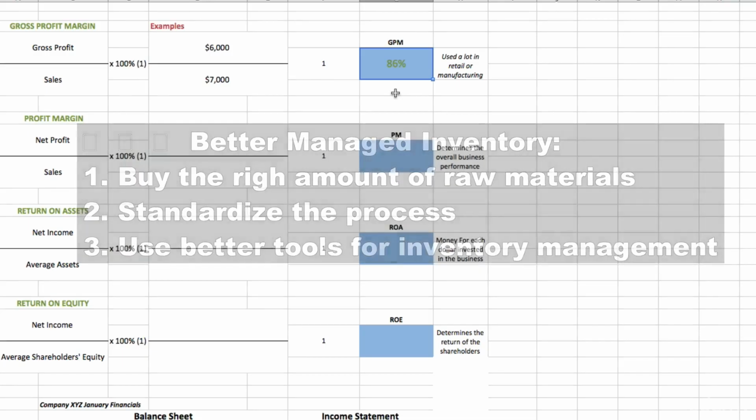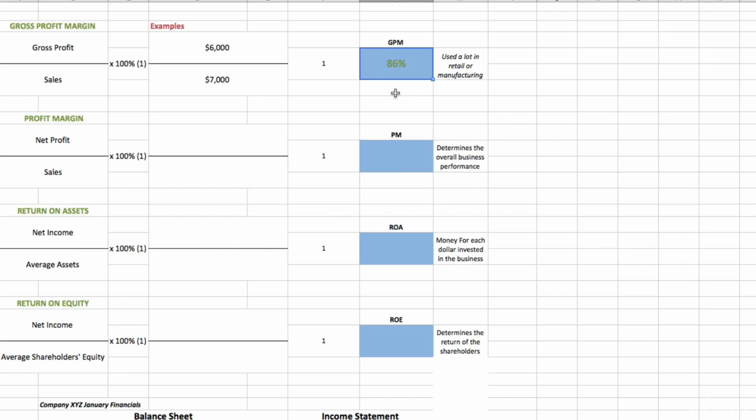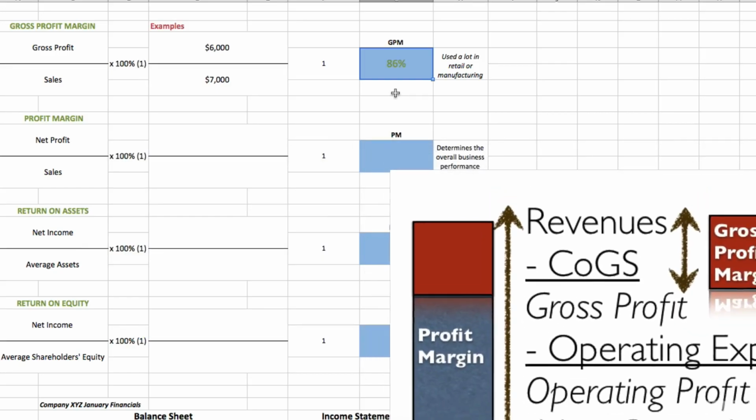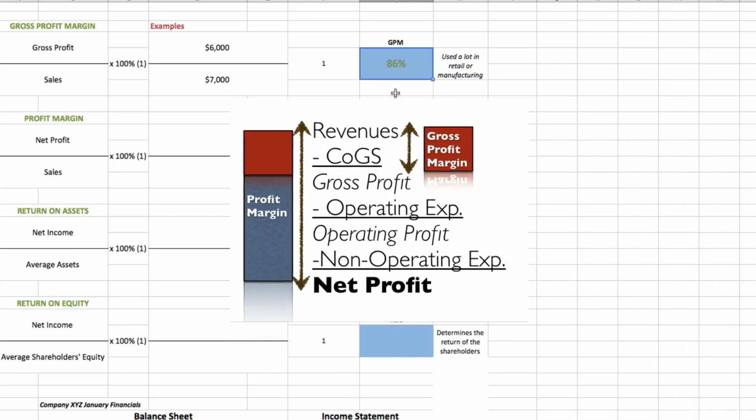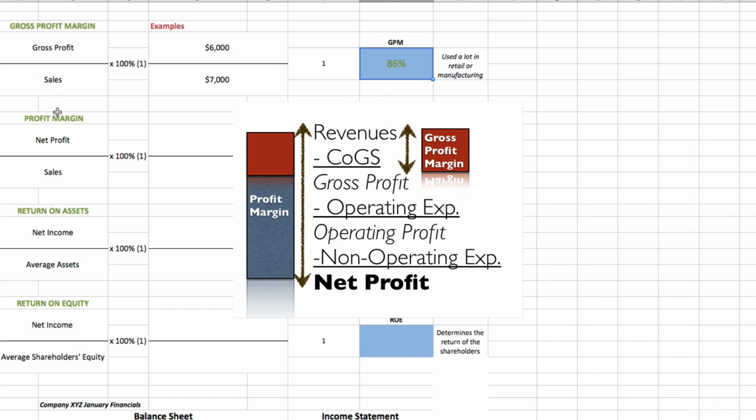As you can imagine, this is going to increase our gross profit margin. So those are the two factors. But how do we actually know whether the company is performing well from the overall standpoint? Well, we look at the profit margin.